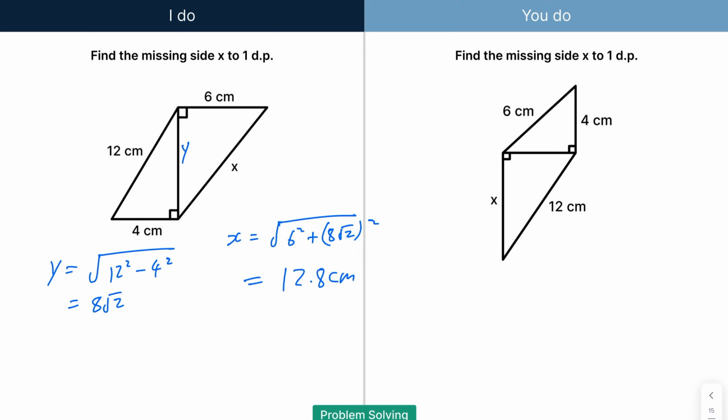So hopefully you've pressed pause and I've got an example on the right. Again, here we've got two right angles. We want to find this side, and then we can use Pythagoras to find the other one.